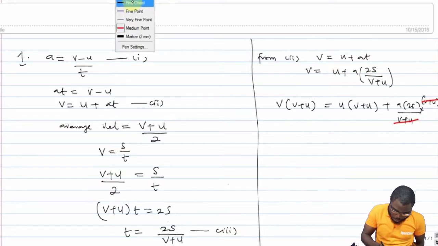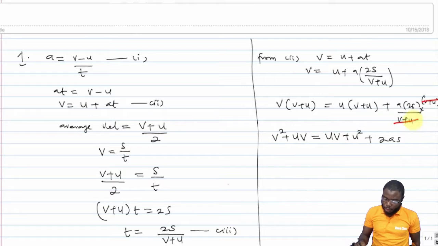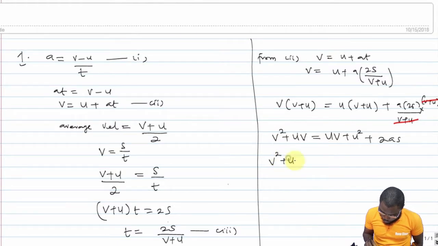Let me return to my original pen. So I will have V times V, that will be V squared, plus V times U, that will be UV, equals U times V, that will be UV, U times U, that will be U squared, plus 2A times S, that will be 2AS. Is that correct? This one is gone. Then here, let me just collect the like terms. Okay, simple mathematics. V squared plus UV minus UV equals U squared plus 2AS.